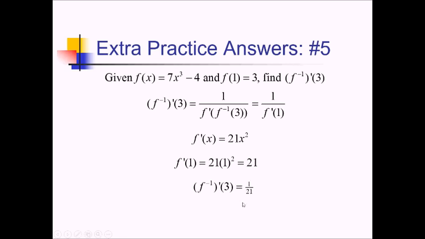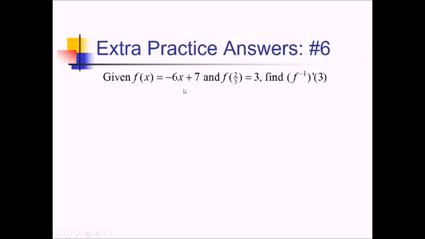For this one, given this line and f of 2/3 equals 3, I want to figure out f inverse prime of 3. Okay, so let's check this out now. So I'm going to set this up as 1 over f prime of f inverse of 3. And f inverse of 3, that's just the thing I have to plug into f to get back 3. That looks to be 2/3, so this is really f prime of 2/3 down there.